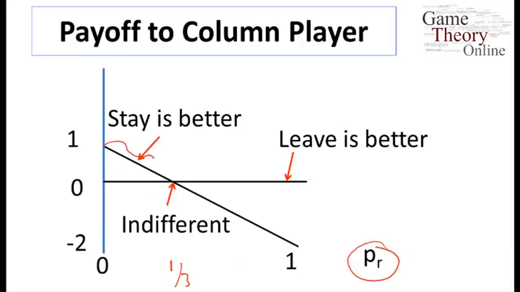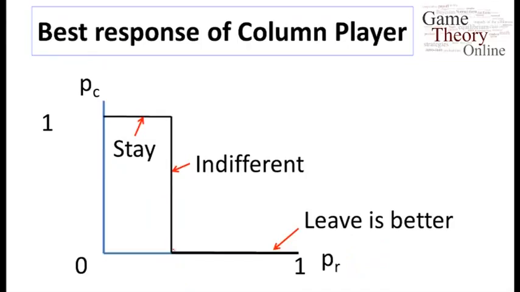So stay is better in here. Then leave is the best response in the situations where PR is bigger than 1/3, and they're indifferent exactly at 1/3. So we can go through and map out the best response of the column player. It's similar to what we just saw for the row player, except their indifference point is now 1/3 instead of 3/5, and that just represents the slight difference in the payoffs that we have in this matrix.